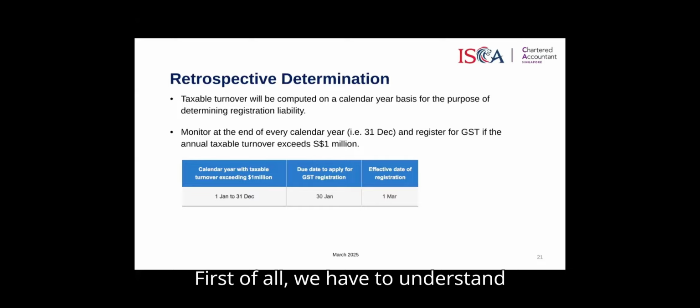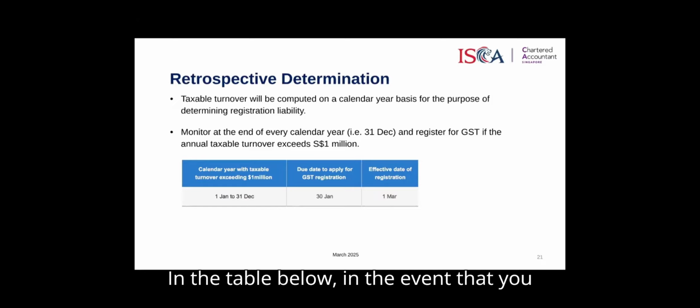First of all, we have to understand retrospective determination. Retrospective determination means trying to determine your GST liability based on the past transactions. So taxable turnover will be computed on a calendar year basis, typically for the purpose of determining registration liability. There is a need for business to monitor at the end of every calendar year and register for GST if your annual taxable turnover exceeds Singapore dollars 1 million.